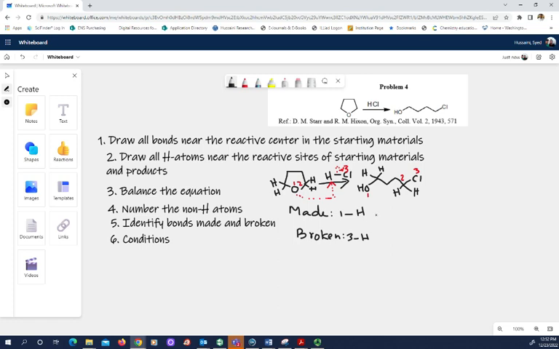The next is we also can see that 2 and 3 bond is being made. So again, we are making the bond, from the more electronegative to the more electropositive, and then we also can see 1 and 2 bond is being broken. So in this case, the arrowhead will be on the more electronegative atom. So once we have done this, then we identify the reaction conditions.